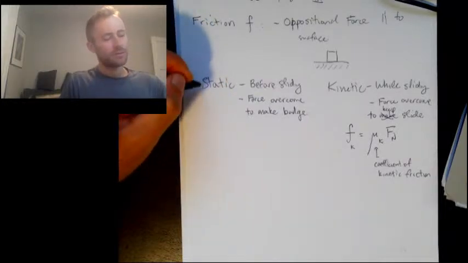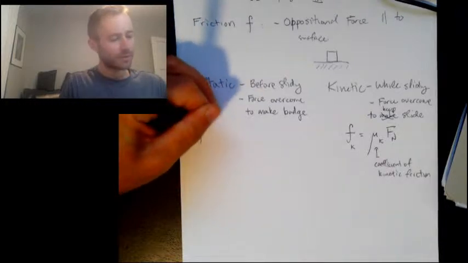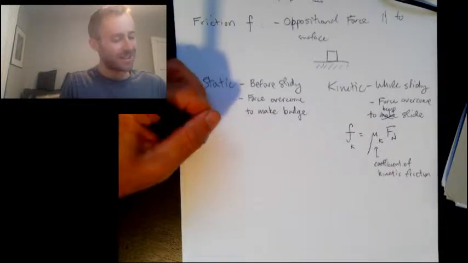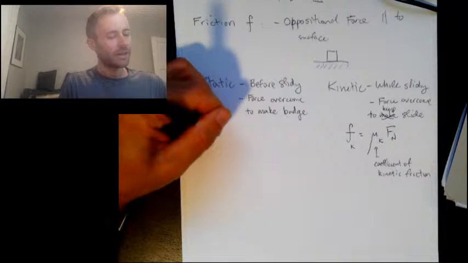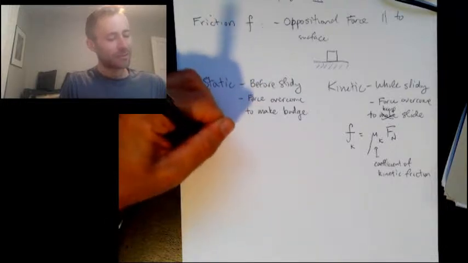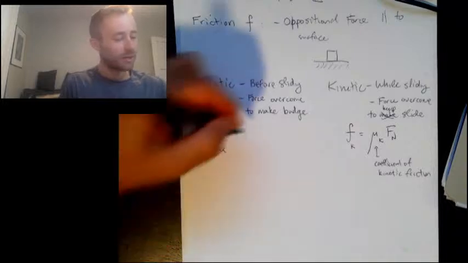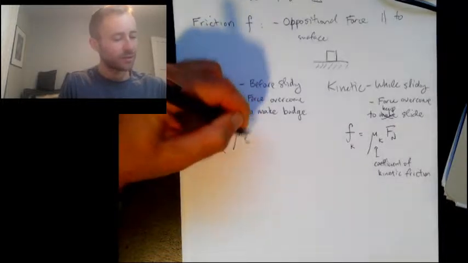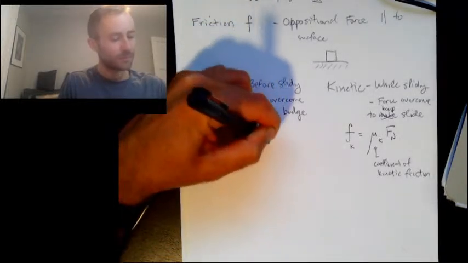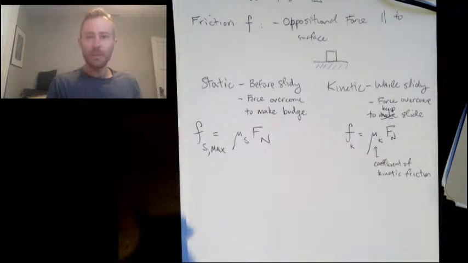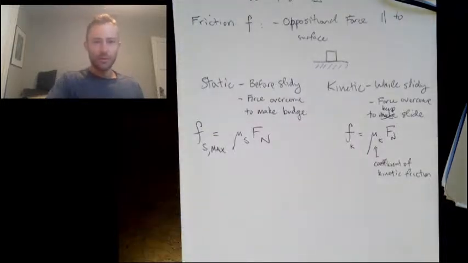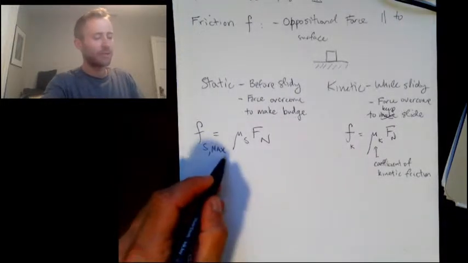Now, let's talk about the force of static friction. Static friction is denoted by F sub S, and there's a maximum value that the static friction can have, and that is mu sub S times normal. Okay, now there's a little bit of a subtlety here. Why is that the maximum value?